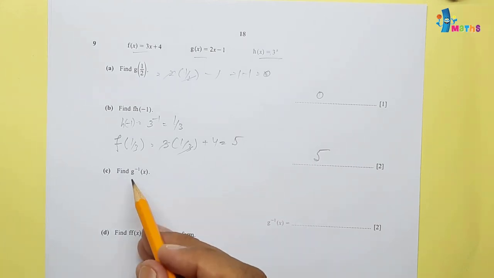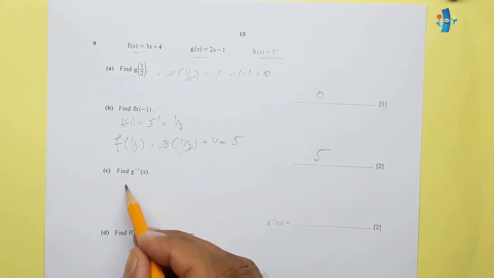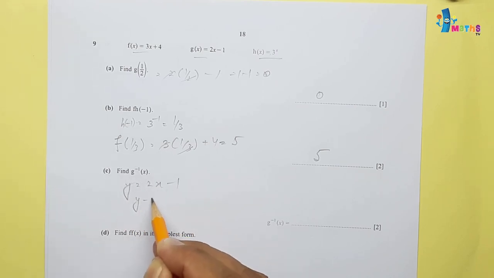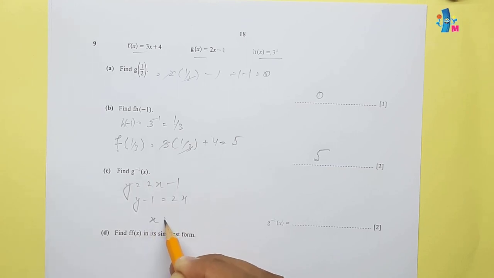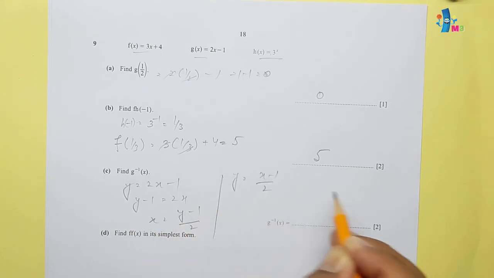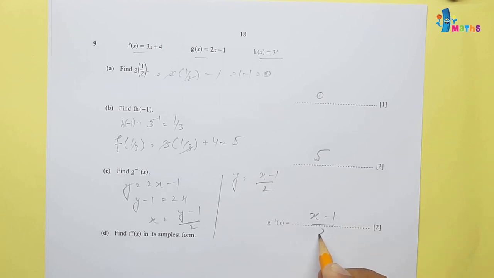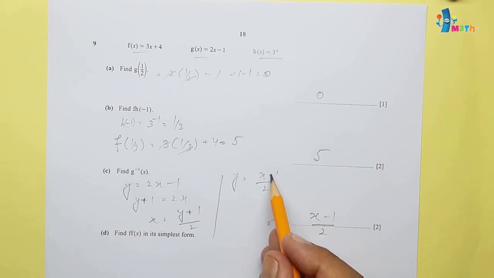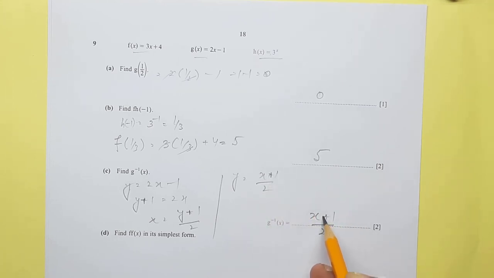Next part, find g inverse of x. g of x is given, which is y equal to 2x minus 1. We'll shift 1 to this side. y minus 1 is equal to 2x. So x will be equal to y minus 1 by 2, and swap x and y. So y will be equal to x minus 1 over 2. Our answer will be x minus 1 over 2. Basically, we have made a mistake. When we send minus 1 to this side, it will not be minus, it will be plus over here. This will also be plus, and this one will be plus, and this one also will be plus.